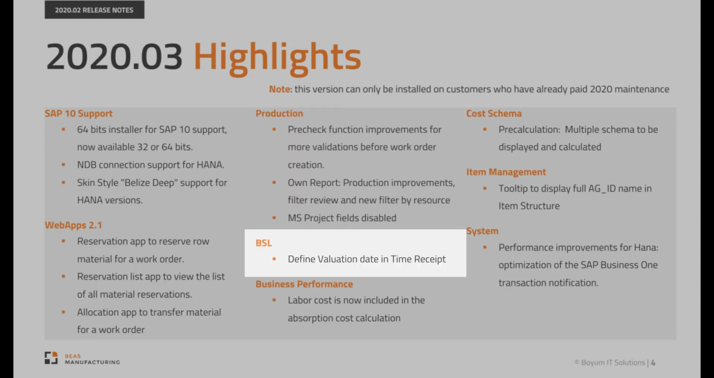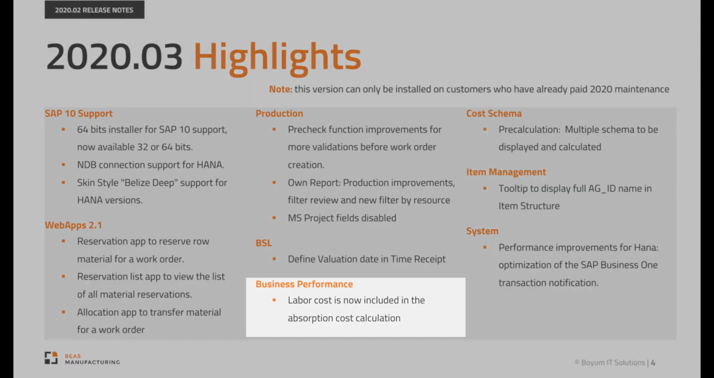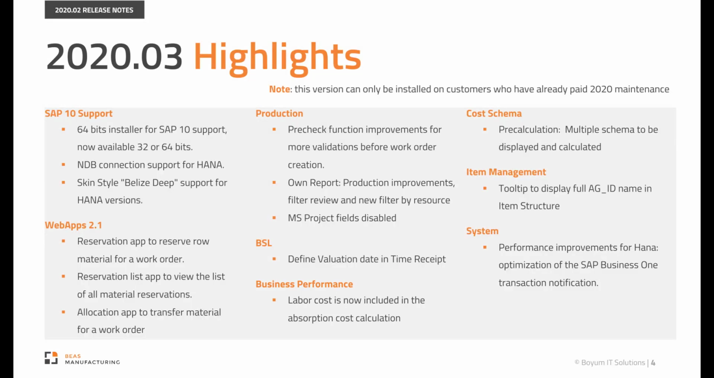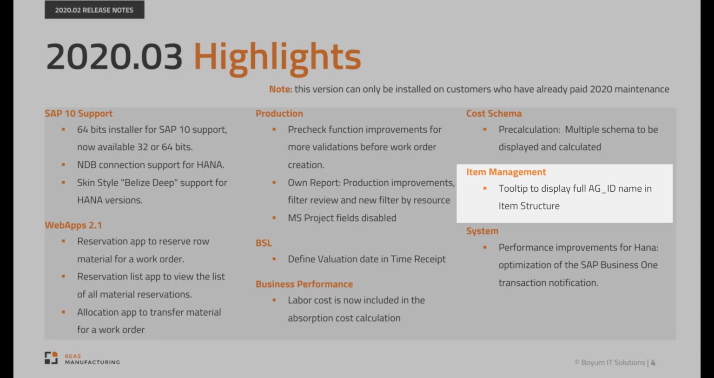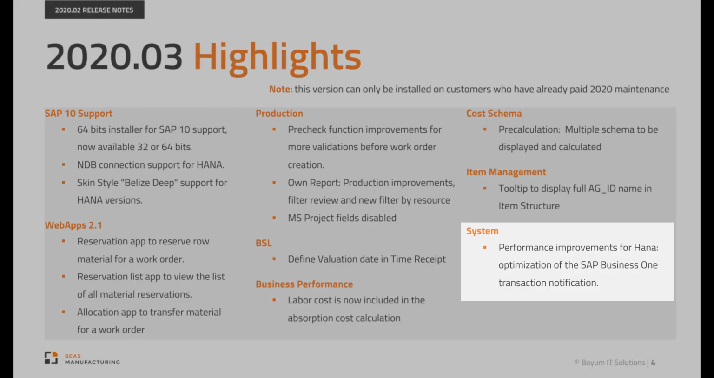With the Beas service layer, now we can define a valuation date in time receipts. Regarding business performance, labor cost is now included in the absorption cost calculation. We have also improved pre-calculation by displaying and calculating with multiple calculation schemas. We improved the display of IDs in item structure with a tooltip. And last but not least, optimized transaction notifications for HANA.